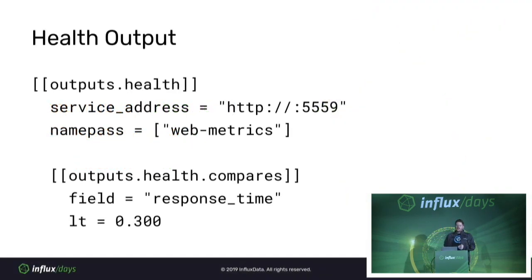So we define a service address. We just pick a port, and it's going to expose an HTTP endpoint for us that we can then use within our infrastructure to check if the application is healthy. We're going to analyze a single metric. So web metrics is the name of the metric here. And then I can add as many of these health checks as I want to look at different performance metrics within my application to actually determine if I feel that it's healthy or not.